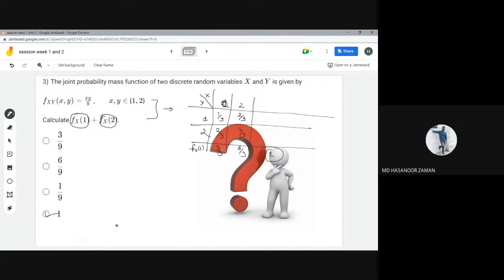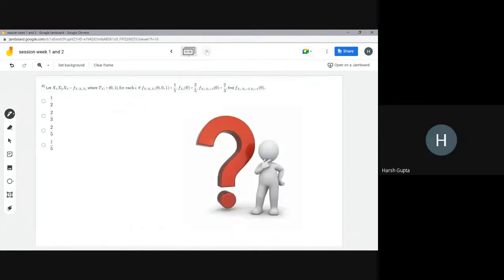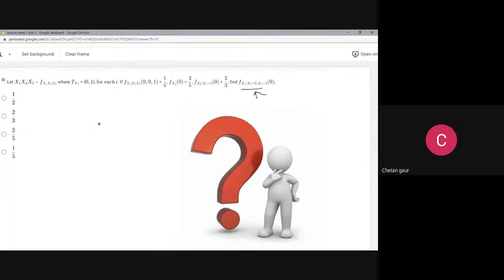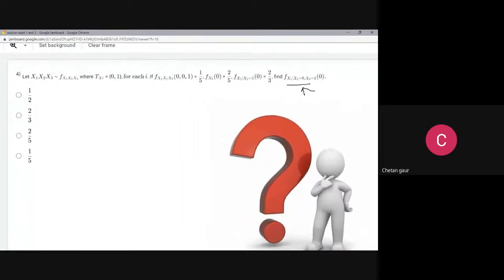Now I think everyone is comfortable with both joint and marginal. Yes, sir. Shall we move forward from here? Yes, sir. Okay. Now this will be a bit complicated when it comes to three variables, and now conditional is also included. Sir, please zoom it. Is it fine? Thank you, sir.